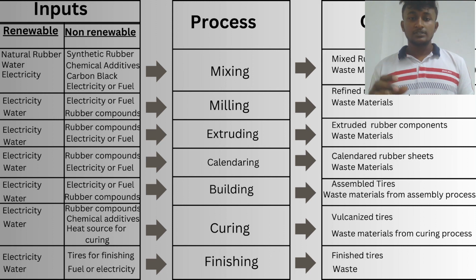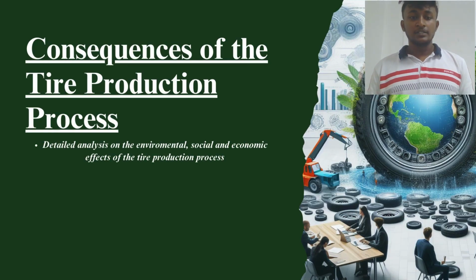For the curing process, the inputs are rubber compound, chemical additives, and a heat and pressure system, making a vulcanized tire and waste material along with it. For tire finishing, the input is the vulcanized tire and the output is the labeled finished tire. The next part of our presentation will be carried out by our next team member, Hiruka.